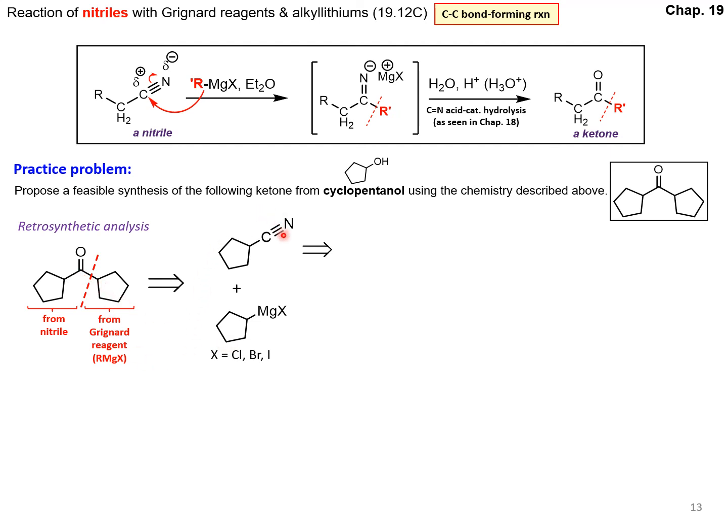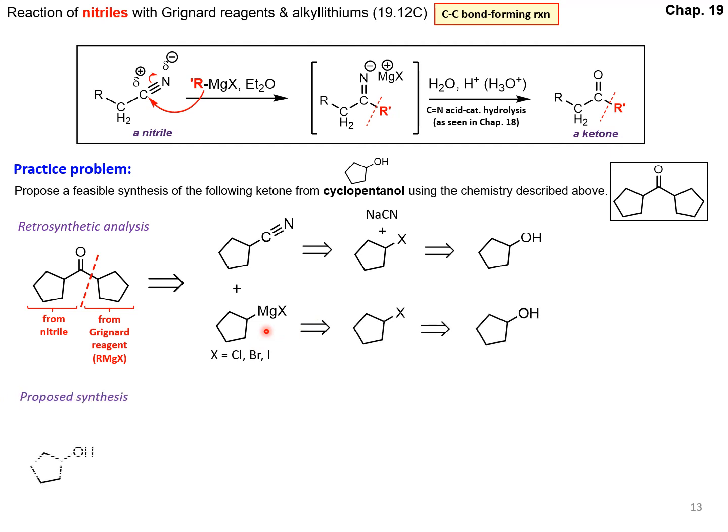Now I have to focus on the preparation of each of these components. For example, the nitrile. How do you make a nitrile? Well, you only know one way to make a nitrile, and that is by cyanide doing an SN2 reaction on a primary or secondary alkyl halide. And the alkyl halide, in turn, could readily come from the alcohol cyclopentanol, chemistry from last semester. The Grignard reagent, well, there's only one way to make a Grignard reagent, and that's from the alkyl halide, and of course, we just said the alkyl halide can come from the alcohol.